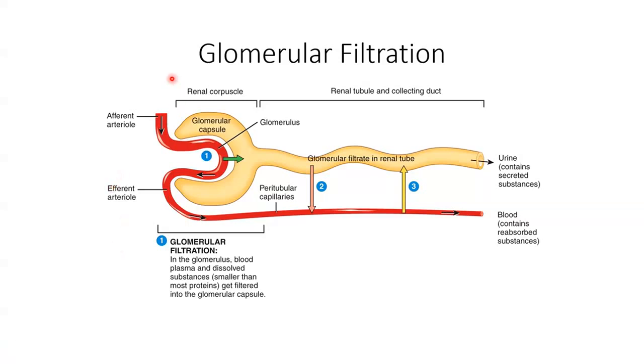So looking at that process, we have blood entering the glomerulus through our afferent arteriole. It moves into the glomerulus, which remember was that ball or cluster of capillaries that sits within the Bowman's or the glomerular capsule.